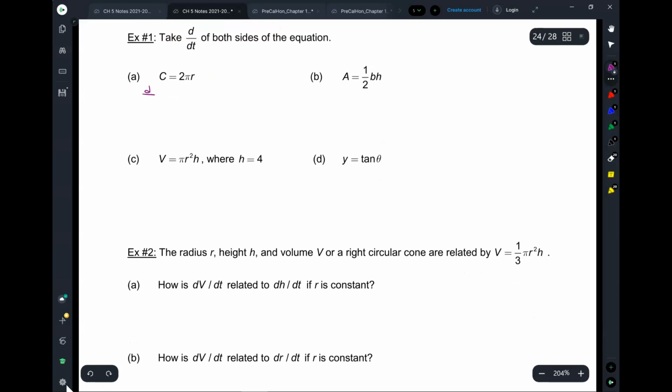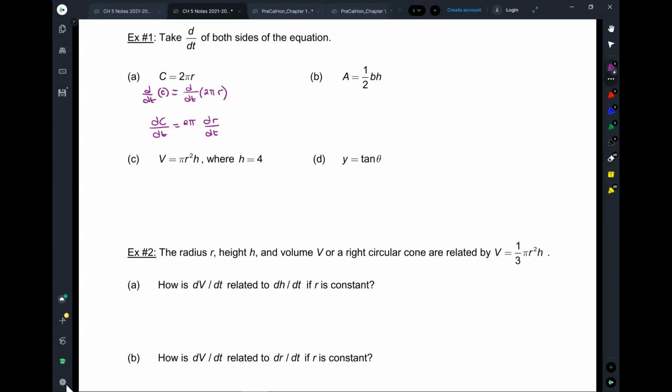So if I take d/dt, the derivative with respect to time, of these, let's see what happens. Here I get d/dt of C is equal to d/dt of 2 pi r. So now dC/dt is equal to, 2 pi is a constant, it moves to the front, and I have dr/dt. And with that, I can't do anything else. It's done, because C and r are different variables, so it just stays that way.